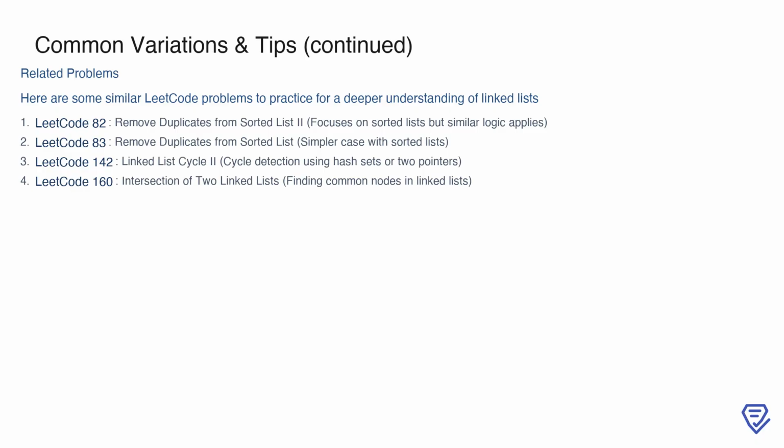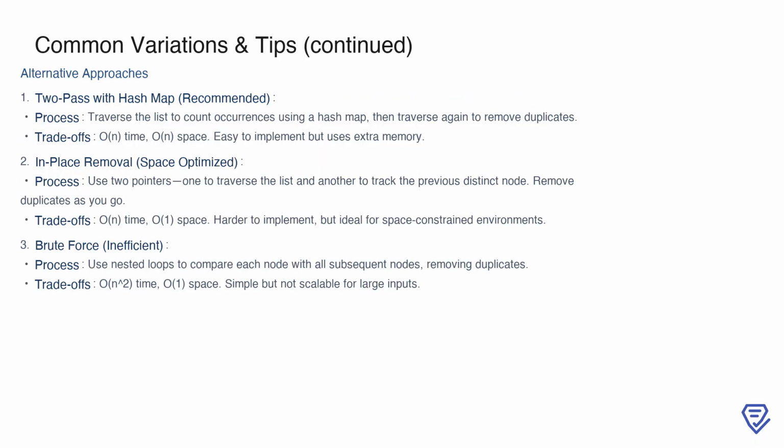There are several approaches to solving this problem, each with its own trade-offs. The recommended method is the two-pass approach with a hash map. First, traverse the list to count occurrences of each value using the hash map. Then, in the second pass, remove duplicates by referencing the map. This method is easy to implement, achieving O(n) time complexity with O(n) space.